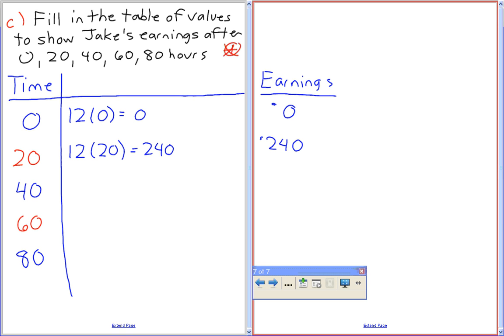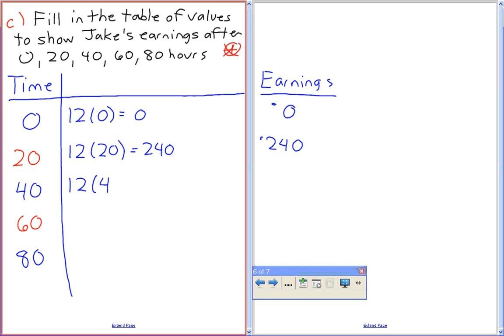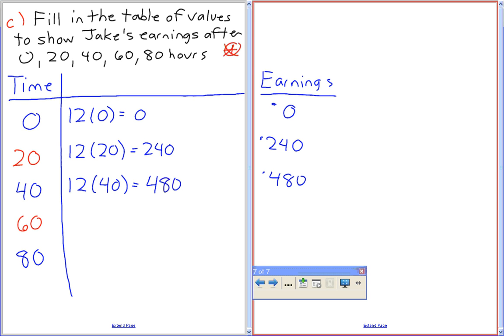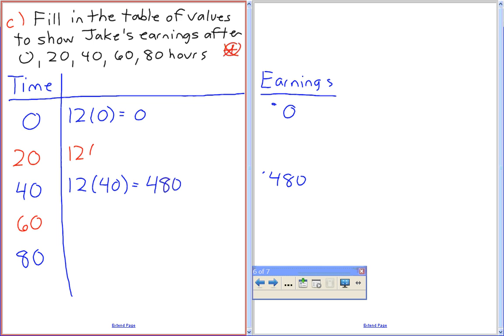All right, Kira, for 40 hours, go ahead, please. 12 times 40 equals 480. And that should be 480. Okay, I'm going to, sorry, I should have actually put that in red, so I'll fix that. That should be 12 times 20. 240.